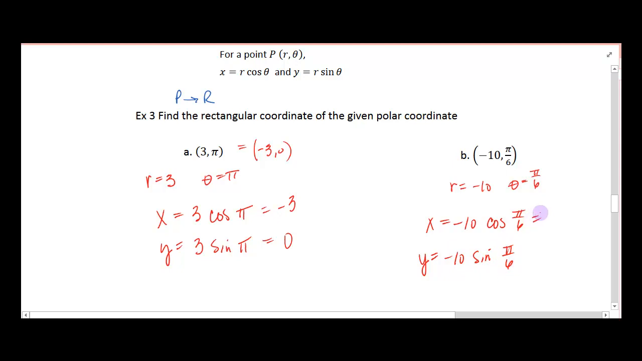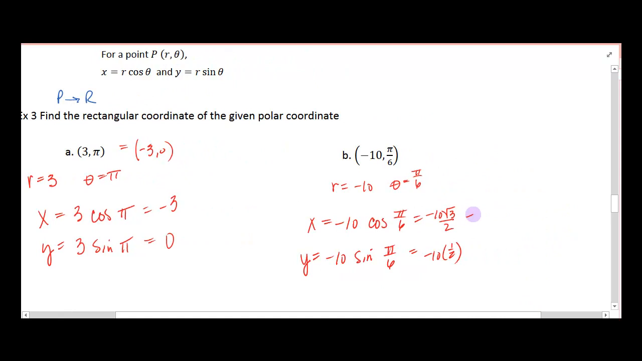Now, for pi over 6, the cosine of pi over 6 is the square root of 3 over 2 times -10 becomes -10 square root of 3 over 2, which we will reduce in a minute. And then sine of pi over 6 is just 1/2, so this is -10 times 1/2. So reducing those, we end up with -5 square root of 3 for x and -5 for y.